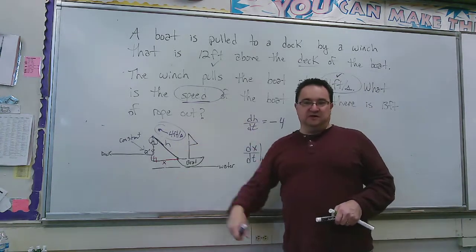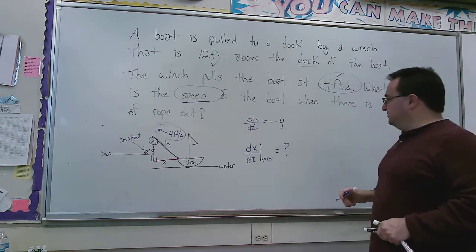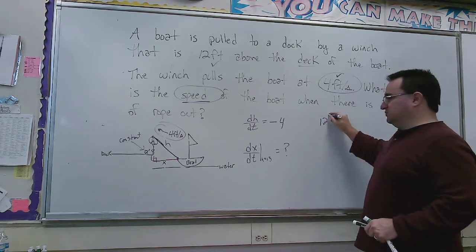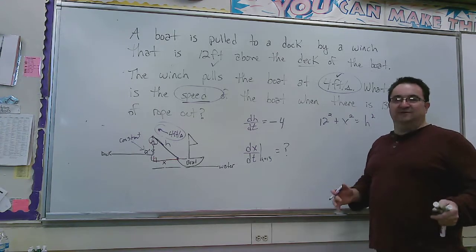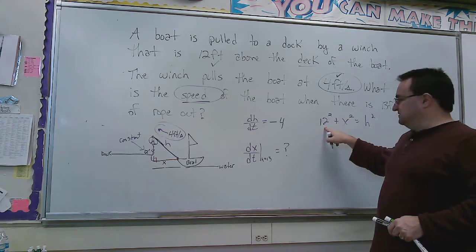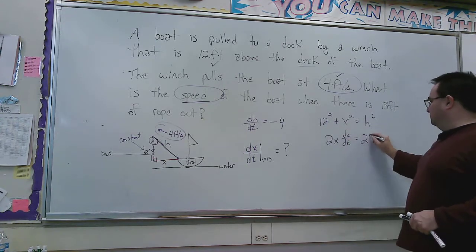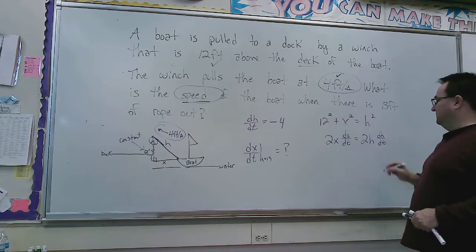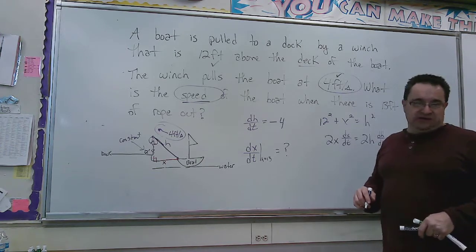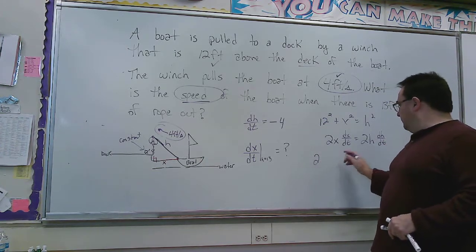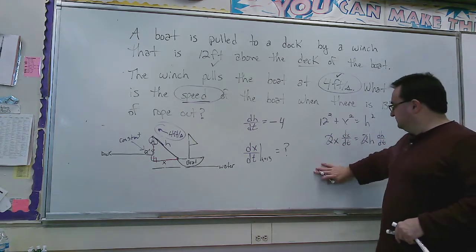Step 1, make a drawing. Step 2, extract the given information out. Step 3, come up with an equation. 12 squared plus x squared is h squared. Step 4, take the derivative. The derivative of a constant is 0. 2x dx dt equals 2h dh dt. This is feeling familiar. Step 5, plug in your numbers. Oh, by the way, do you see how I could cancel the 2's out? I'm going to just do that.